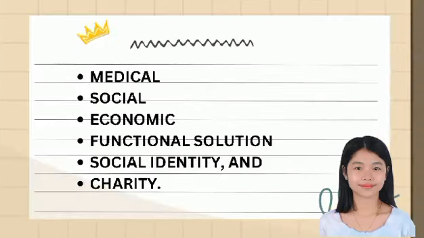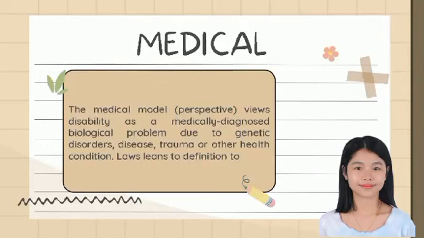So the 6 theoretical models are: first, medical; second, social; third, economic; fourth, functional solution; fifth, social identity; and lastly, the charity. This is the first theoretical model of disability, the medical model.